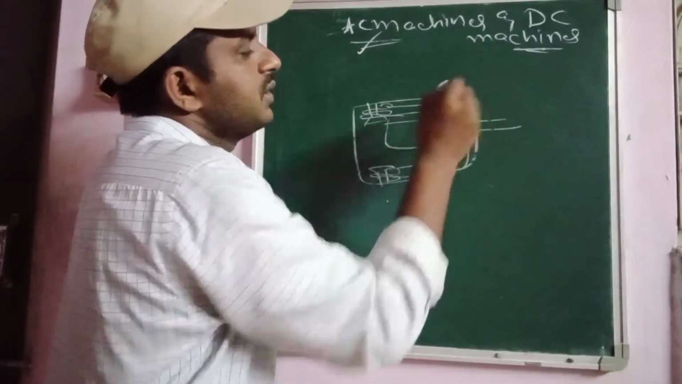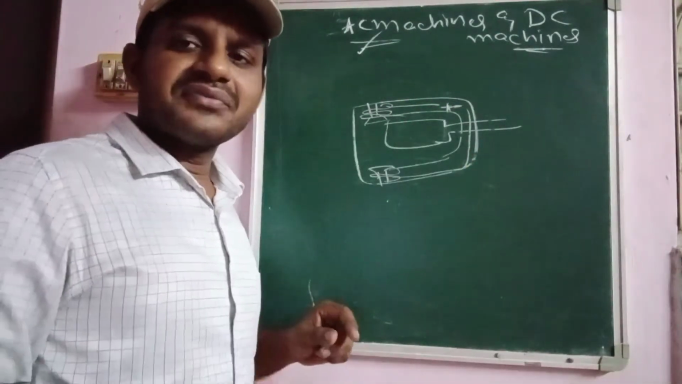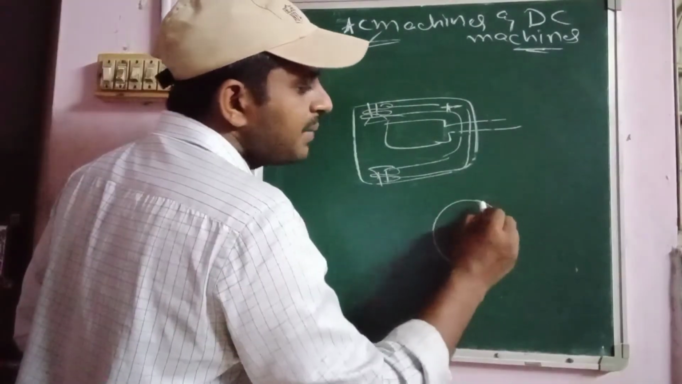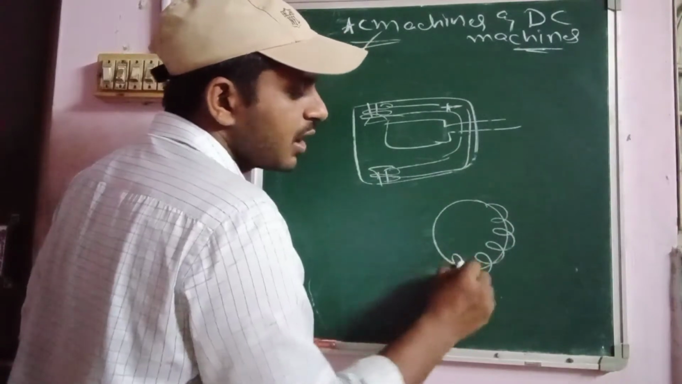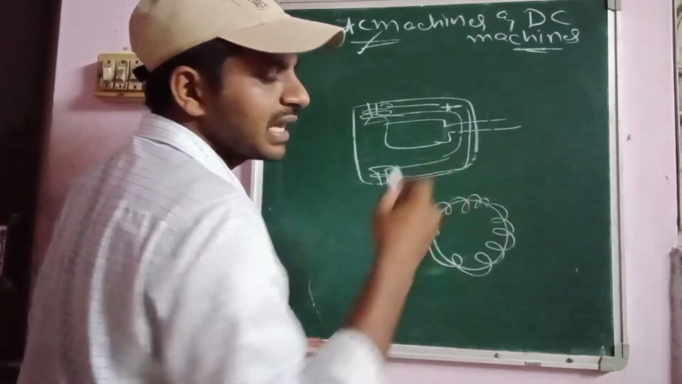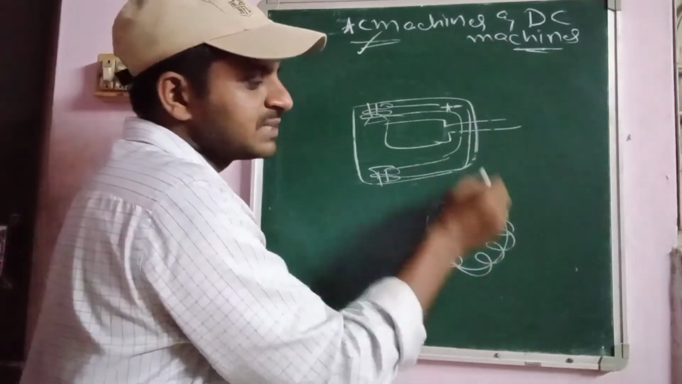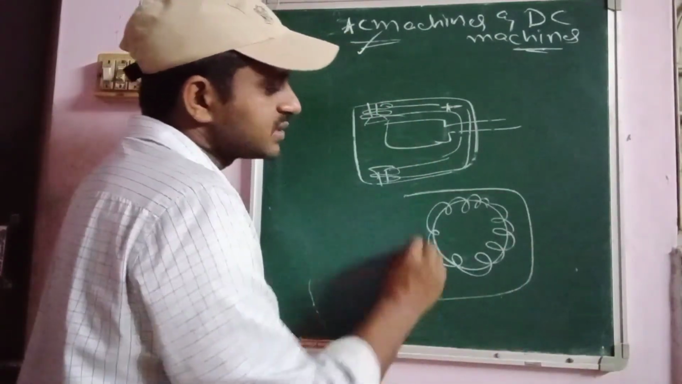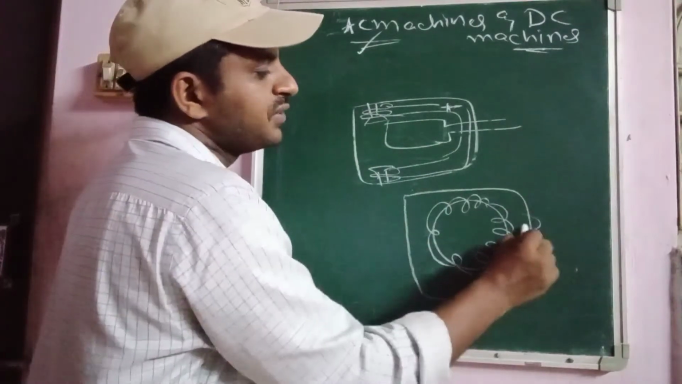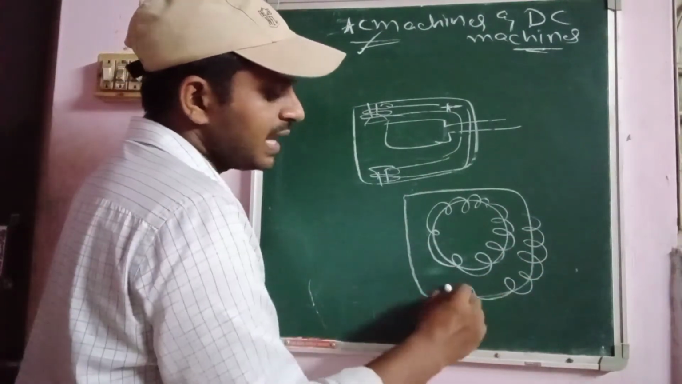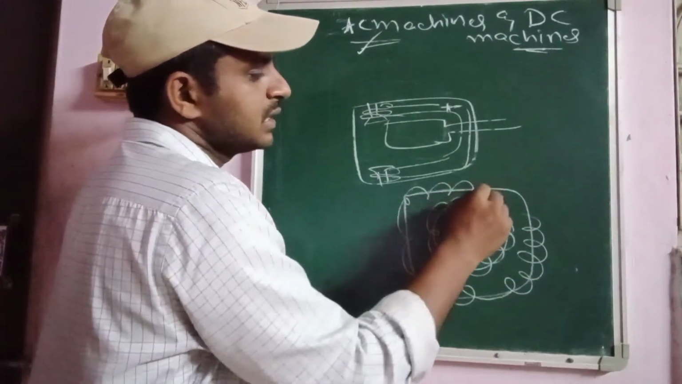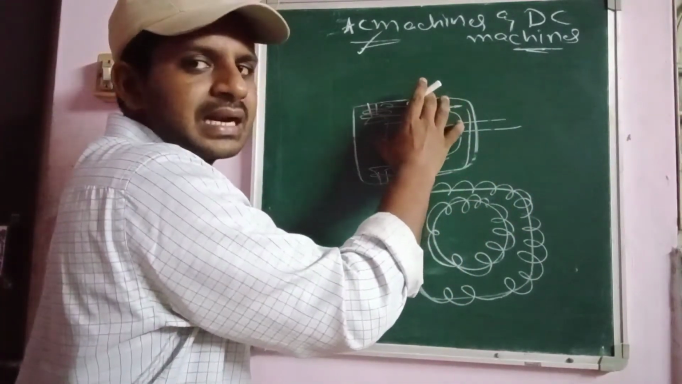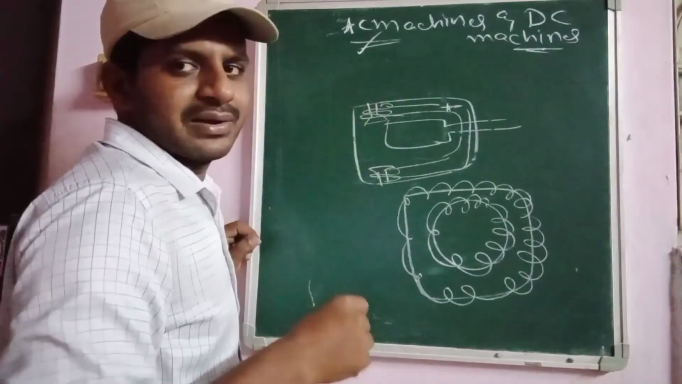In the case of DC machines, that is the generator and motor, the armature winding is placed on the rotor, for example, and the field winding is placed on the stator. Like this we have the representation. The construction is entirely different for the AC generator and the DC generator.